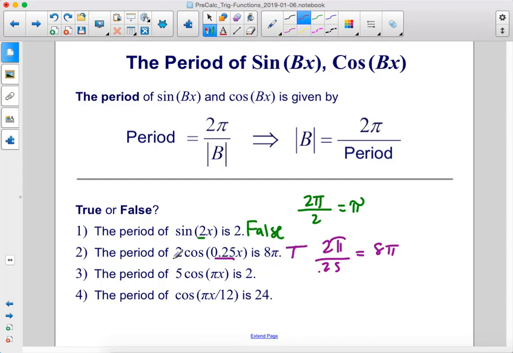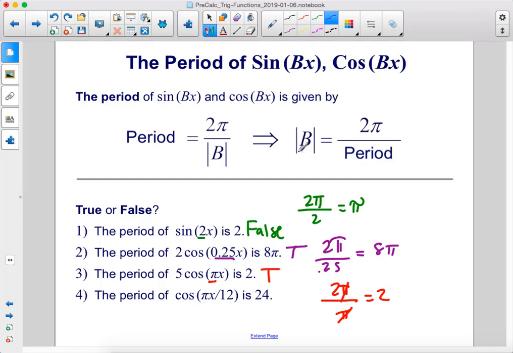Next one, we have period of 5 cosine pi x. Now, keep in mind, this a value doesn't come into here at all. So it doesn't really matter what number is out front. All we care about is the number that is the coefficient of x inside the parentheses. So 2 pi divided by b, which is pi, so the period is 2.